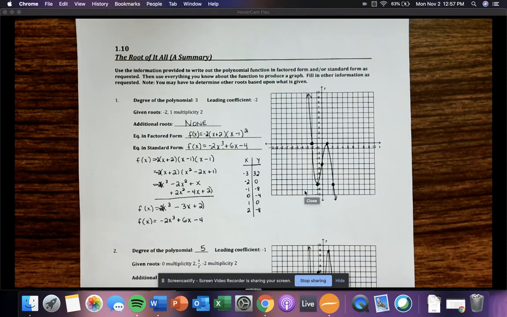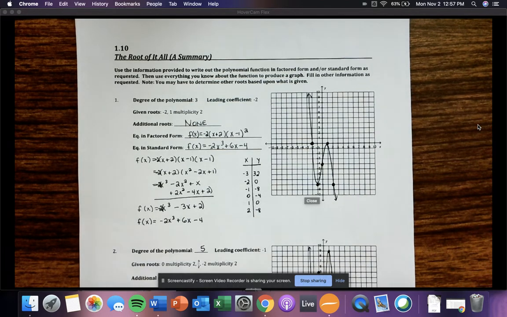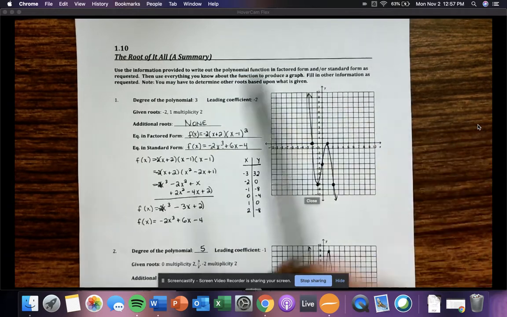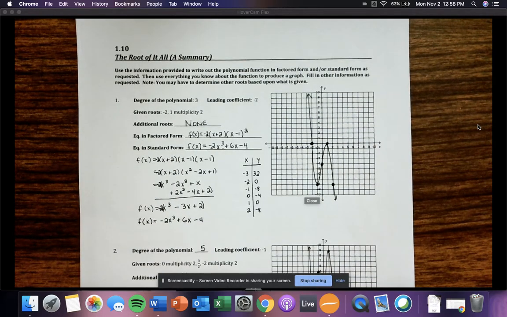So, number 1. Here, what we're doing is it's giving us information, and we need to kind of fill in the blanks and then graph our polynomial. So in number 1, it tells us the degree of the polynomial is 3. It's got a leading coefficient of -2, and it gave us the roots, right? In this case, it's -2 and 1 with a multiplicity of 2.